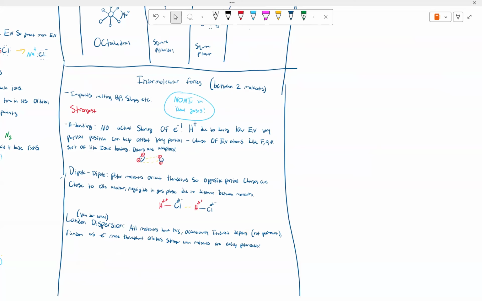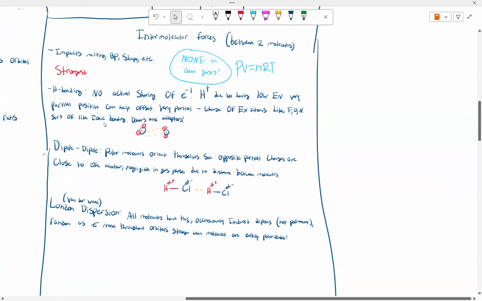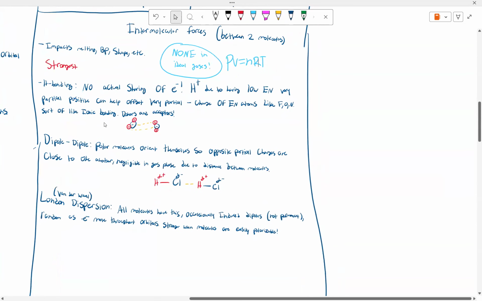Also, it would mess up our precious equation of PV equals nRT if you were to consider intermolecular forces, because it gets a lot more complicated when you add stuff like that, since gases start behaving irregularly, like you can't really predict their movement as well.